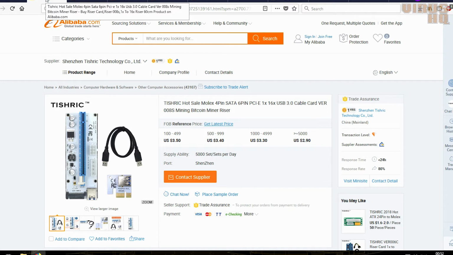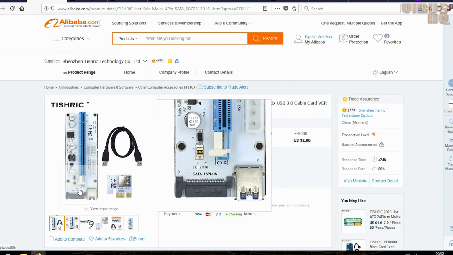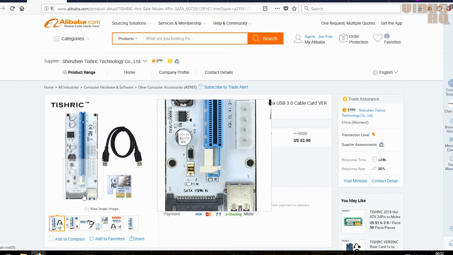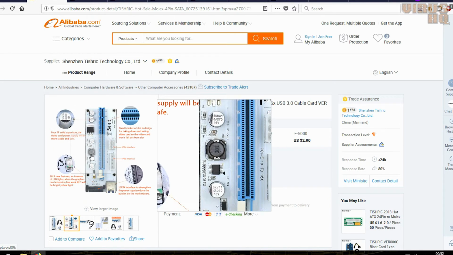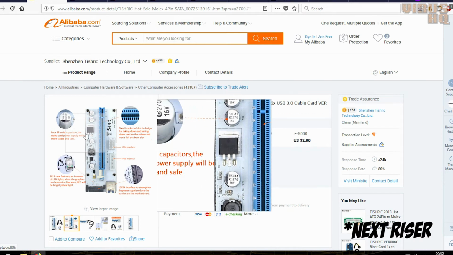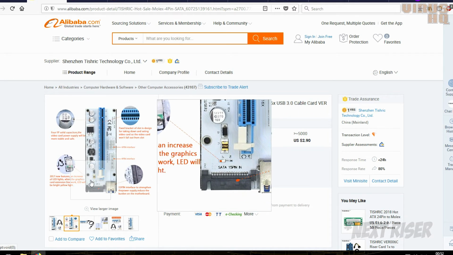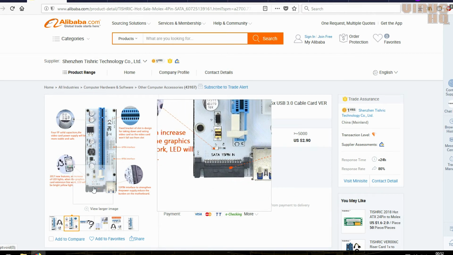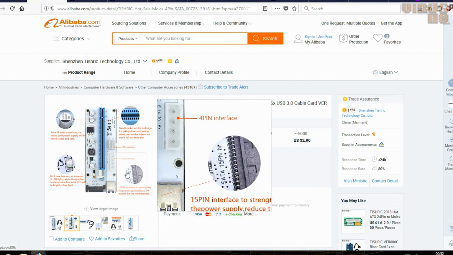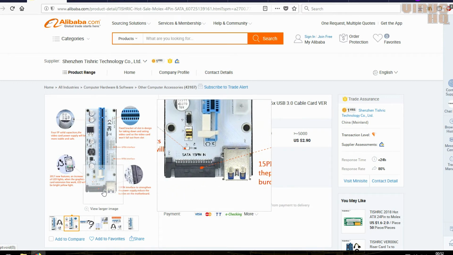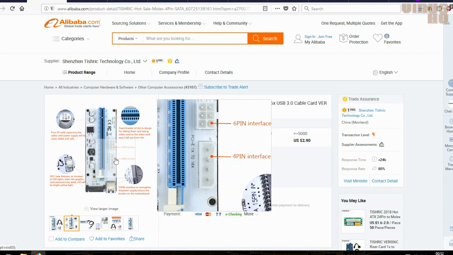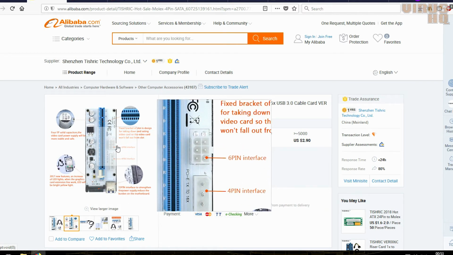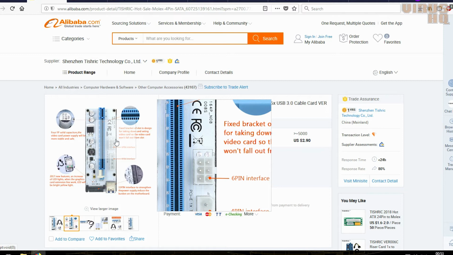Now, these are the latest risers that are available in the market. These have an LED and the advantages are quite good. The riser design is same as the previous one, but the only added functions are that it has an LED and the second thing is the powering options. Now, this riser would give you three powering options. One is the 15-pin SATA, the next is the 4-pin interface, and the last one is the 6-pin interface.